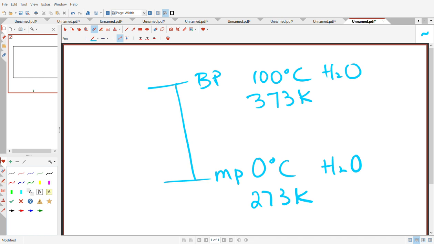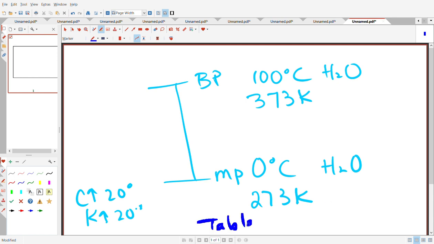So since they're both based on the same scale, if Celsius goes up by 20 degrees, Kelvin will also go up by 20 degrees. Well, they don't use degrees in Kelvin, but Kelvin will also go up by 20. And these fixed points on a thermometer for water, you have to know if they ask you the melting point or boiling point of a different element. There's Table S, which I'm going to try to pull out to show you.